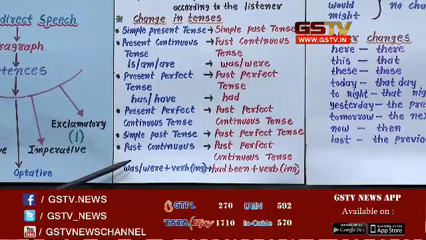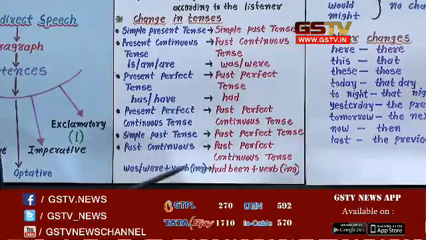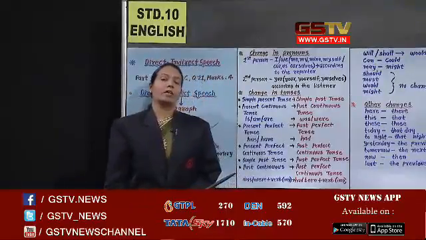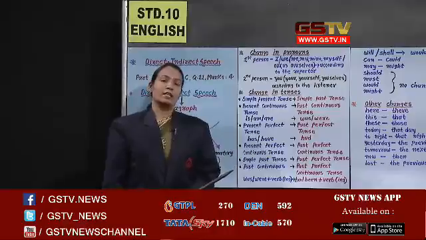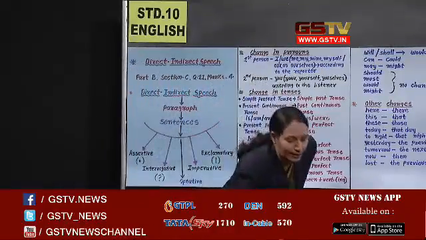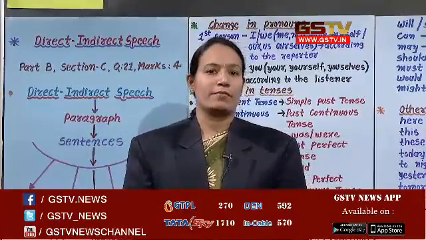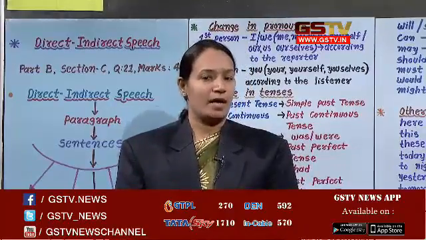If the sentence is past continuous tense, then it will be converted into past perfect continuous tense. The formula is given here. And if the sentence is past perfect tense, then it will remain as past perfect tense. So students, we have seen what kind of changes can occur. Let's discuss the changes in pronoun and tenses as about the present tense and past tense.